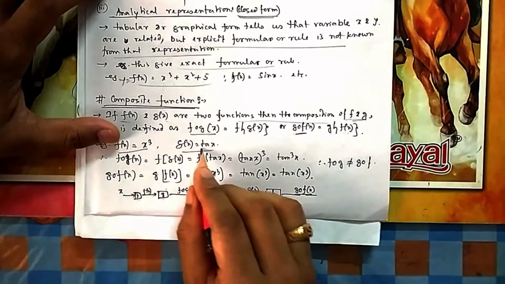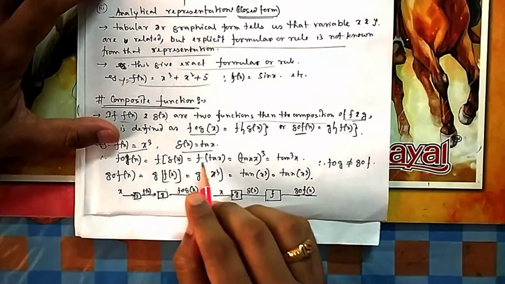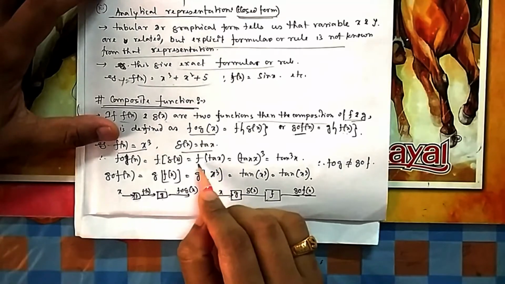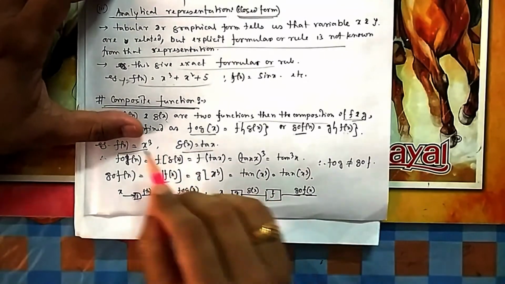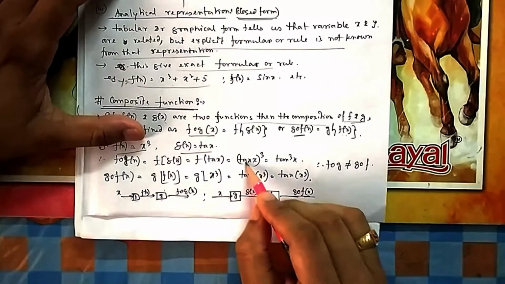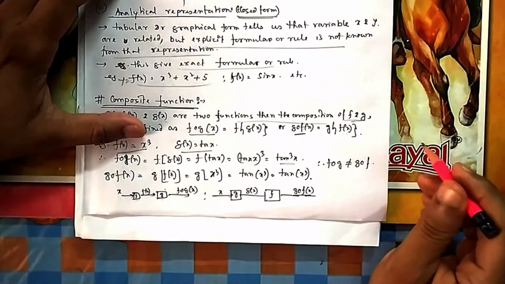Suppose fx is x cube, and gx is 10x. So what is f of gx? In place of gx you put 10x, that is f of 10x. What is the purpose of f? Whatever input you give, it just cubes it. Here the input is 10x, so you will cube it. So the output is 10 cube x cube.